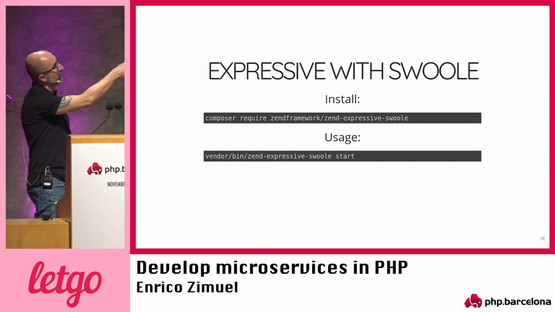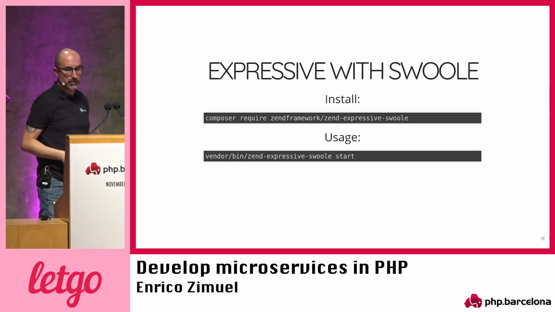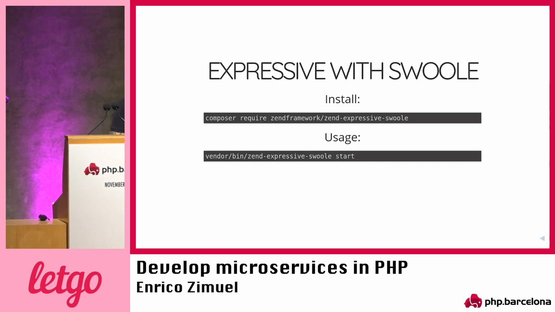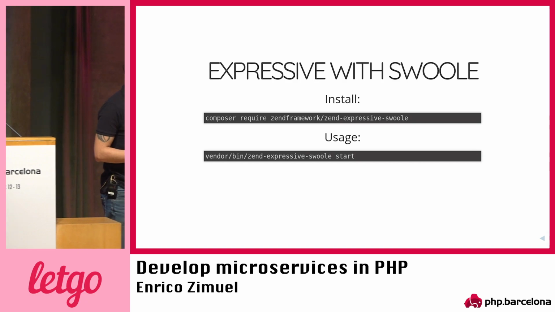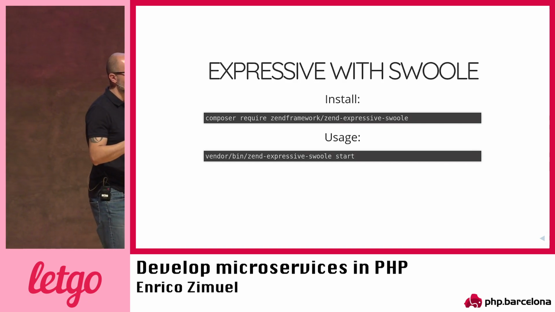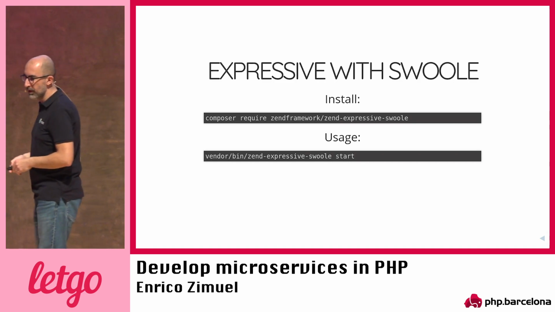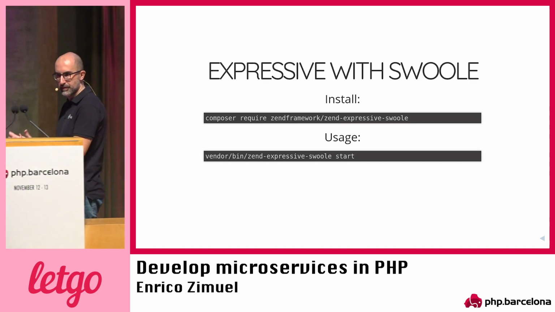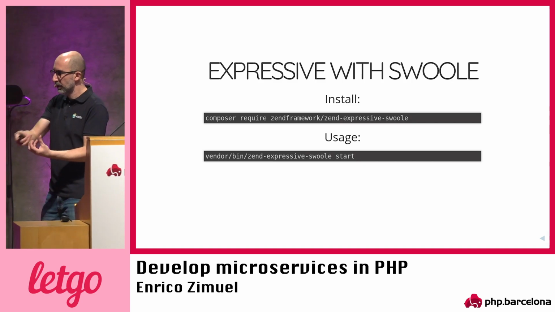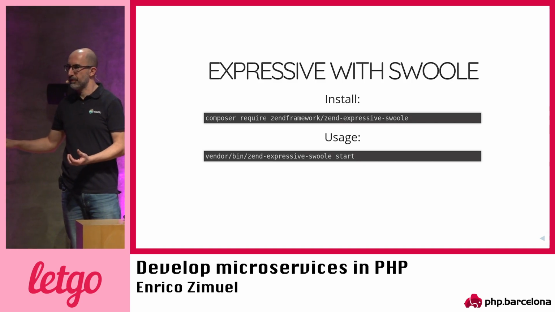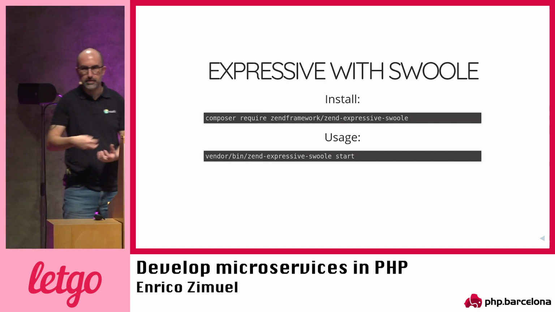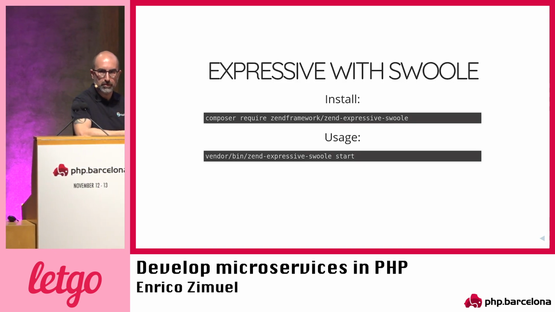We provide a script, that is, expressive Swoole with the start parameter. Imagine that it's like a normal service in a Linux box. You have a MySQL service: start, stop, restart, whatever. The same idea, because actually this is a service, something that is running in memory. We are not using a web server anymore, right? So this is just a simple script that runs in memory.